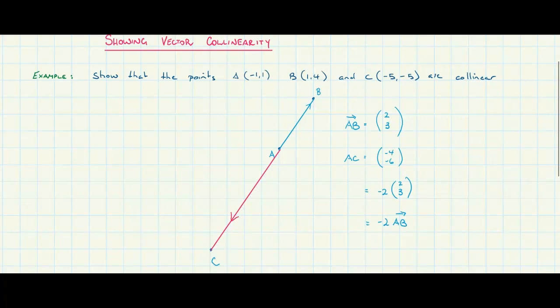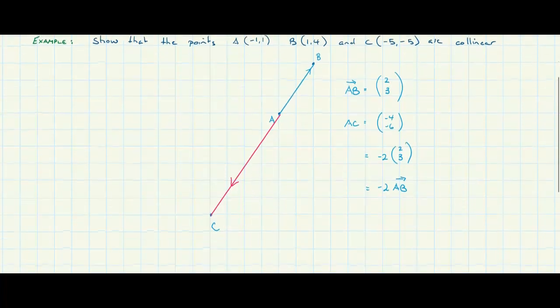So yes, A, B, and C are collinear because, and the test for it is to find two vectors, AB, AC, or AC, BC, and what we're looking for is, do they differ by a constant, which we call a scalar when we're dealing with vectors.